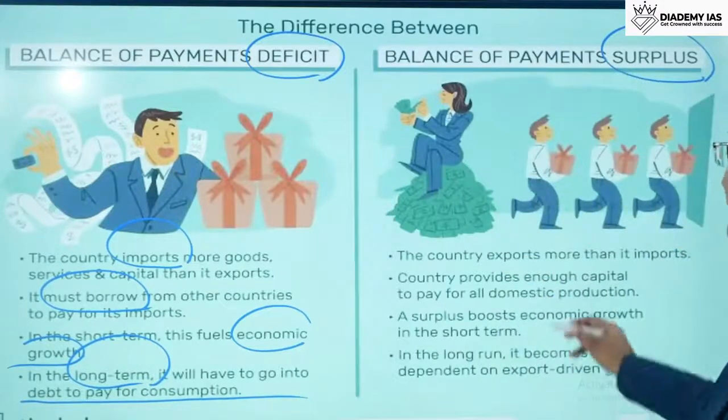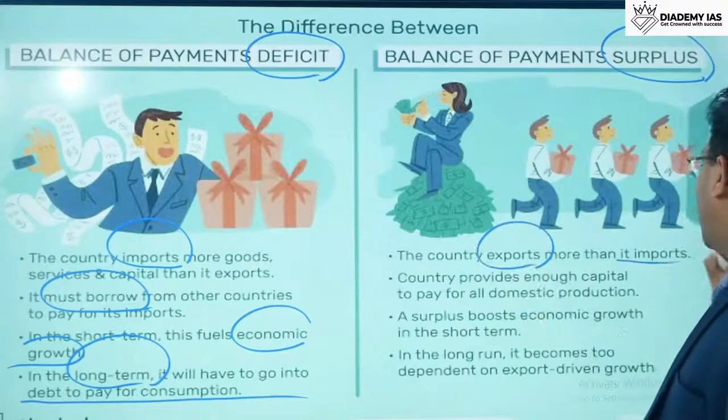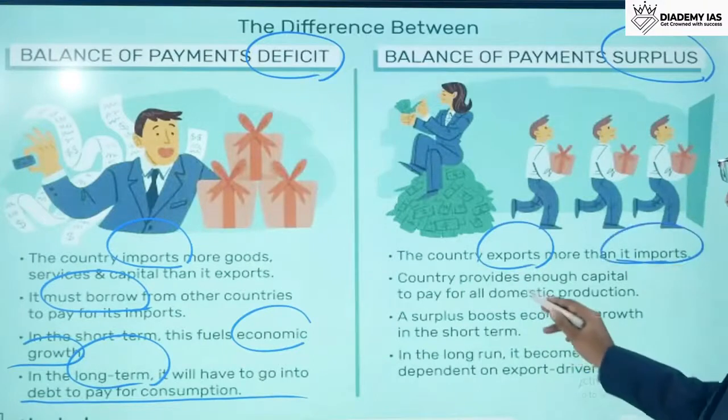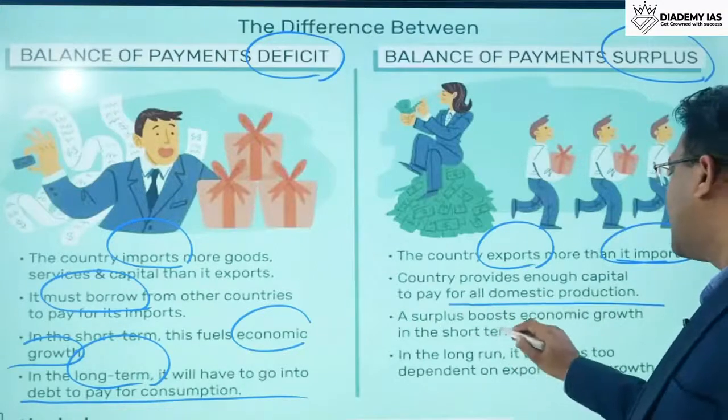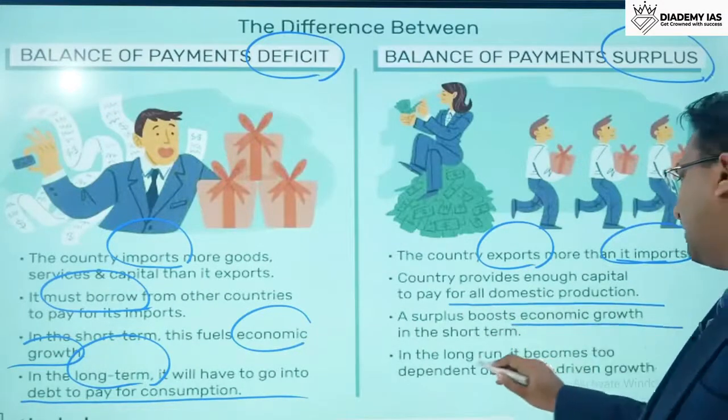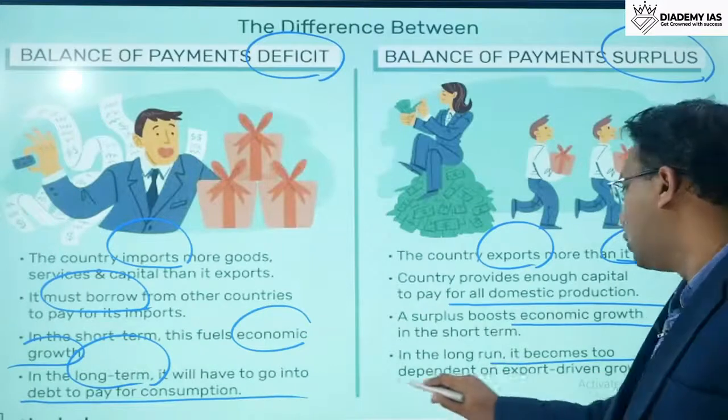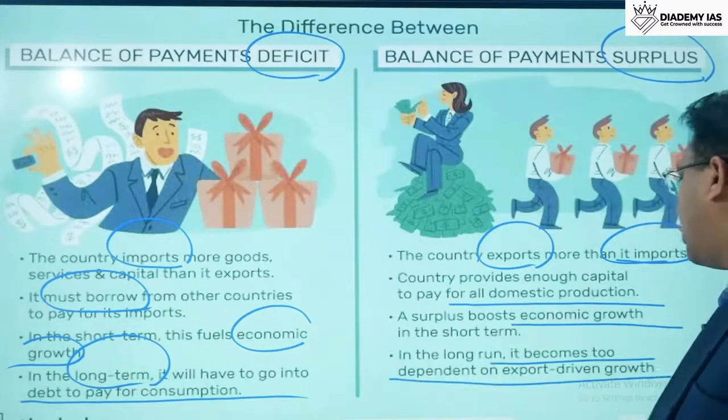BOP surplus means the country's exports are more than its imports. The country provides enough capital to pay for all domestic production. A surplus boosts economic growth in the short term. In the long term, it becomes too dependent on export-driven growth.